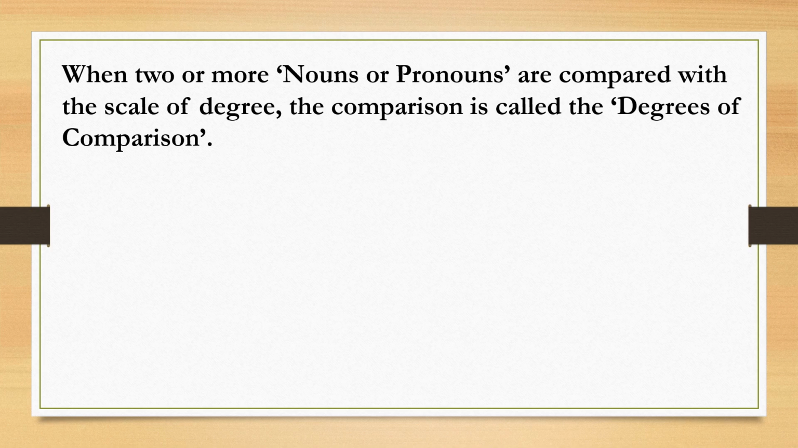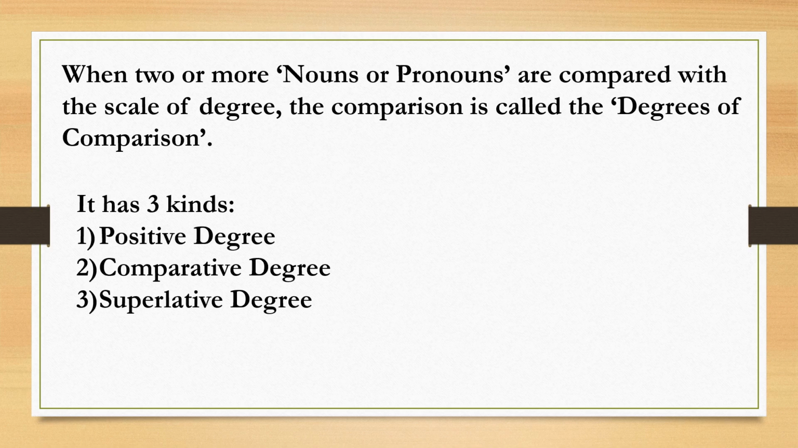When two or more nouns or pronouns are compared with the scale of degree, the comparison is called the degrees of comparison. Basically, the degrees of comparison are of three kinds. The first one is called the positive degree. The second is the comparative degree. And the third degree is the superlative degree.